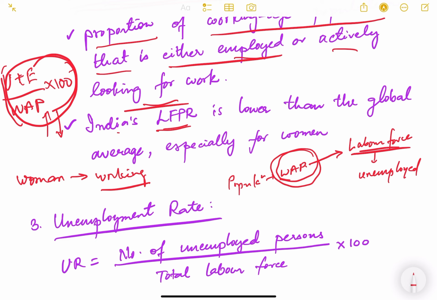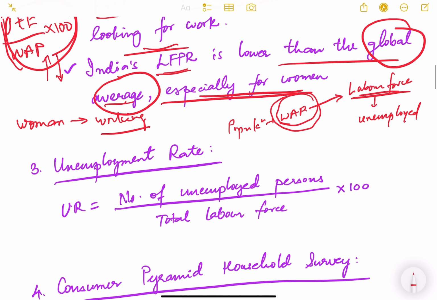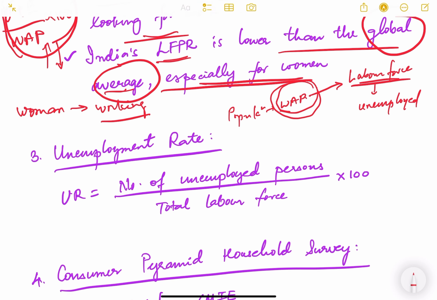Now India's labor force participation rate is lower than the global average, especially for women. The labor force participation rate for women is less in our country, very, very less in fact, if we look at the global average. So that says that a majority of our working age population are not even participating in the labor force. So they are not even part of the labor force. They don't want to work also, right?